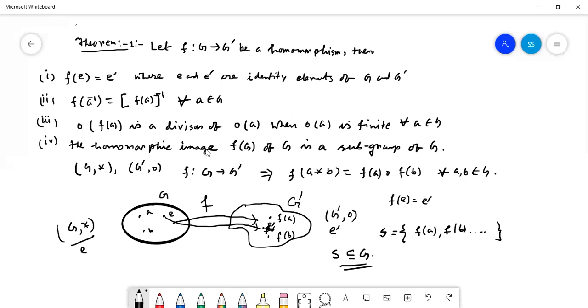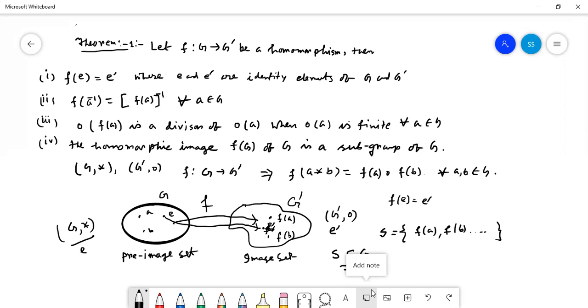Yes, sir. That is the homomorphic image f of G is a subgroup of G'. Homomorphic image means here this is the domain set, or we can say the pre-image set, and this is called the image set. Here are all the pre-images, and here all are the images. So image of A equal to f of A, image of B equal to f of B. All these f of A, f of B are the images.